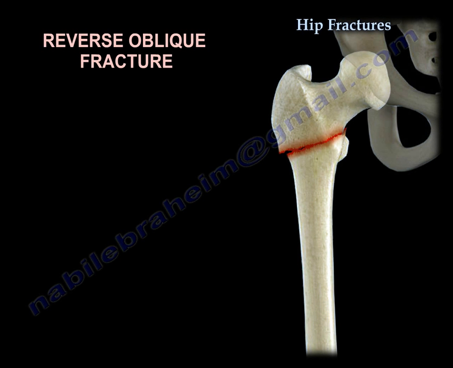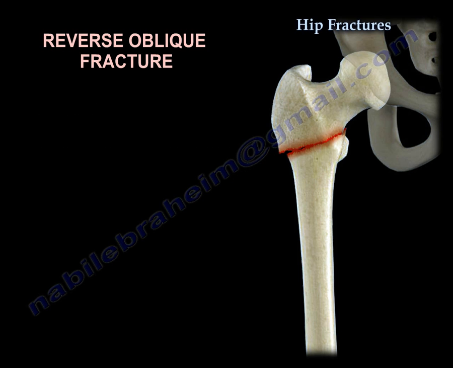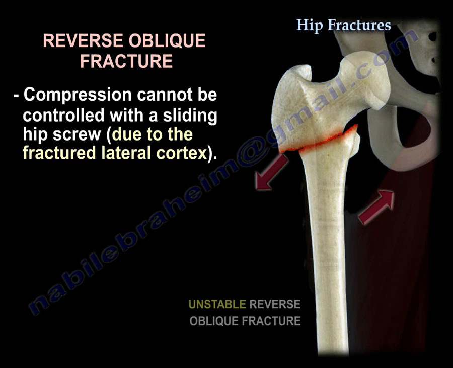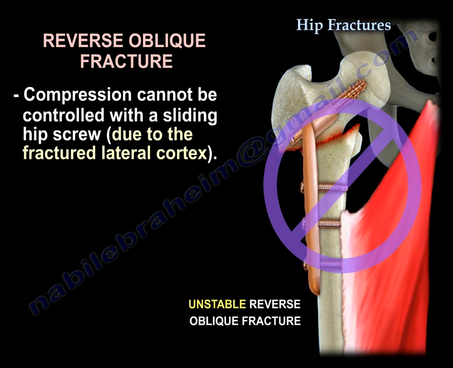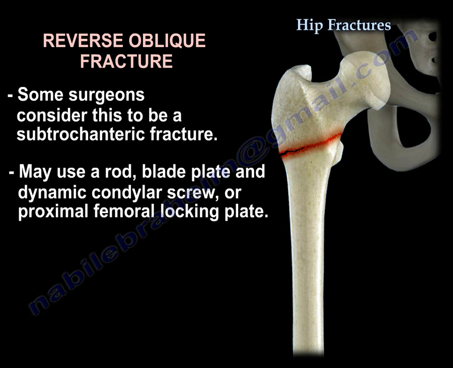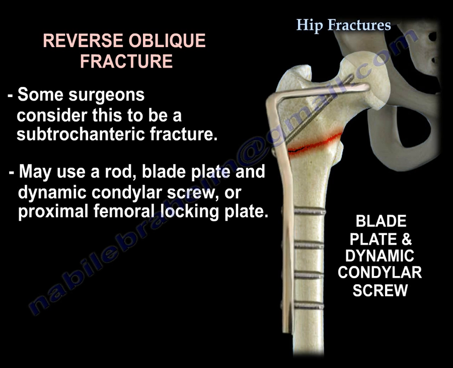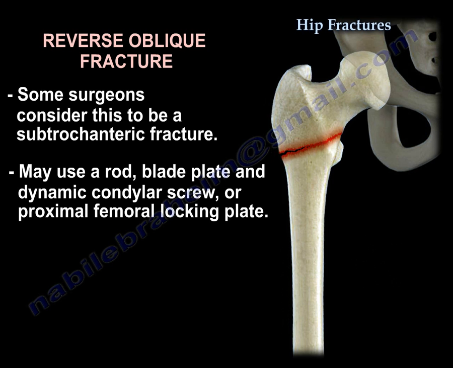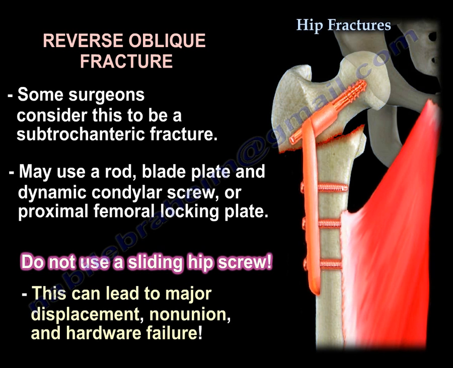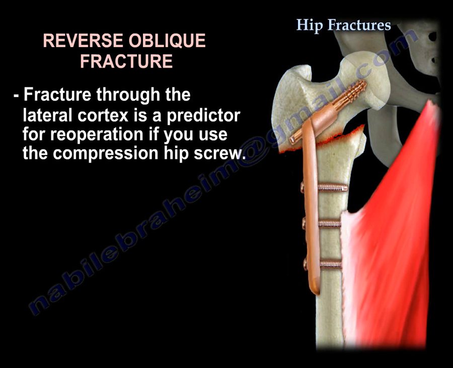How about the reverse oblique fracture? It's an unstable fracture pattern. The lateral cortex is not intact. You cannot control the compression with a sliding hip screw, because the fractured lateral cortex will not support that. Therefore, the fracture will slide. Some people consider it a subtrochanteric fracture, so you can use a rod, blade plate, dynamic condylar screw, or proximal femoral locking plate. Do not use a sliding hip screw. It can lead to major displacement, non-union, and hardware failure. Fracture through the lateral cortex is a predictor for reoperation if you use the compression hip screw.